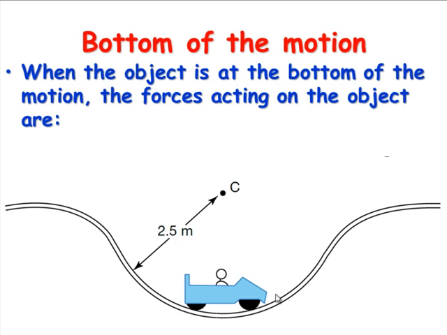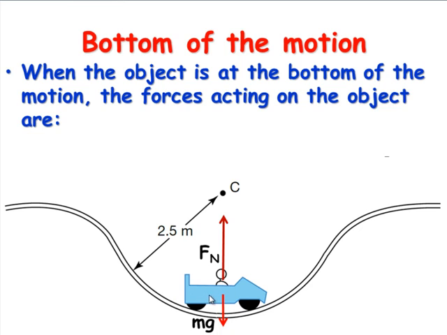Here we've got a curve which approximates a circular motion path. We've got a radius of 2.5 meters and this car is coming down. What are the forces that are going to be acting on it? Obviously we've got a normal reaction force which is pushing up, and we've got a weight force. Notice the size of the arrow indicating that the normal reaction force is larger than the weight force.